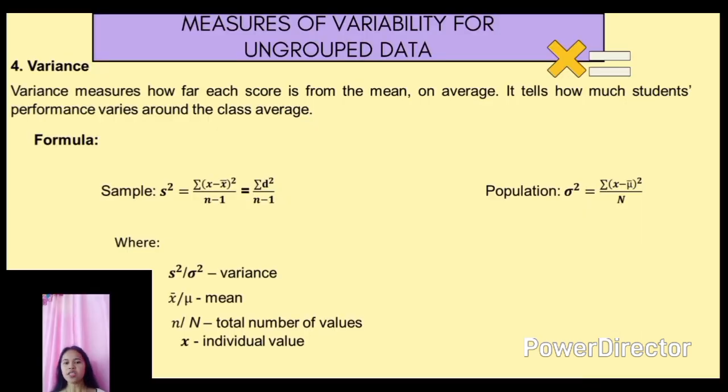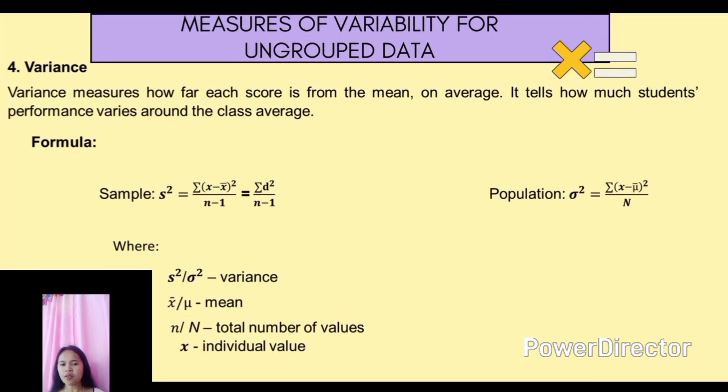Let's proceed to the next common measure of variability, which is variance. So, what is variance? Variance is the measure of dispersion, meaning it is the measure of how far a set of numbers are spread out from their average value. So, it tells how much students' performance varies around the class average.